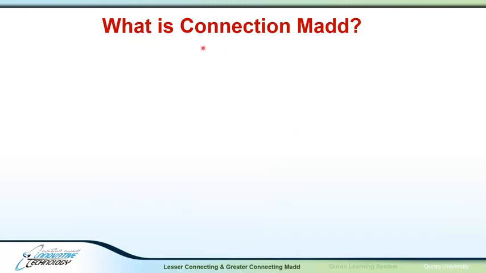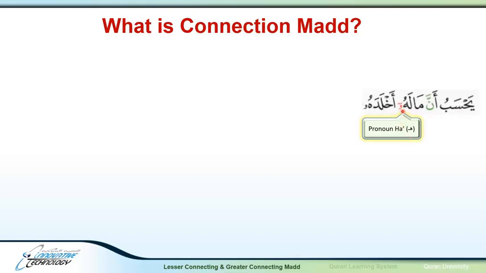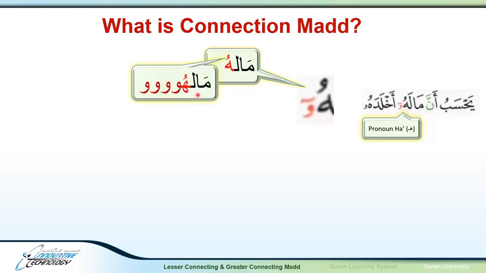Let's explore connection med and define it. Let's look again in the examples with a bit of depth. In مَا لَهُ أَخْلَدَهُ, we find that there is a ha at the end of مَا لَهُ. This is a pronoun ha indicating a masculine third person. And let's concentrate on this ha. We find that there is a dhamma on top of it. And in the Uthmani script, this ha with dhamma is followed by a small waw, giving us a hint that this ha with dhamma should be pronounced as if there is a waw after it.